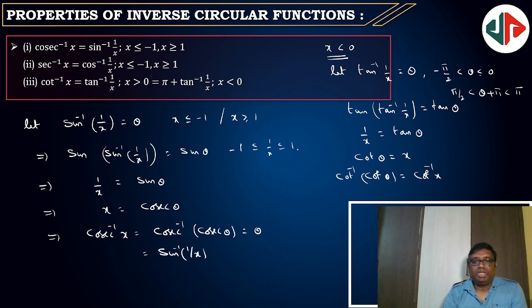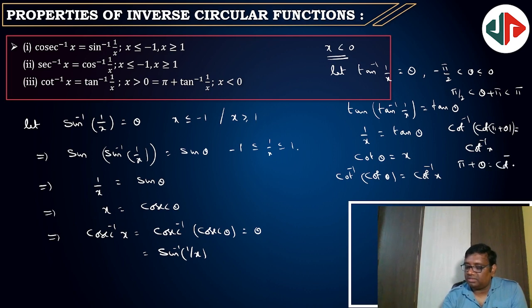Now cot of pi plus theta, what is the value? Third quadrant. In the third quadrant cot is always positive. So cot theta we can rewrite as cot of pi plus theta, which is always equal to x. So pi plus theta is always equal to cot inverse of x. So that is why cot inverse of x is always equal to pi plus theta, which means pi plus tan inverse of 1 by x.